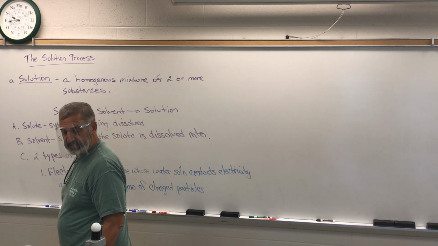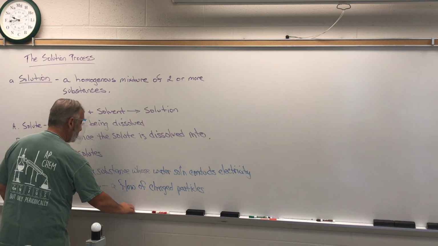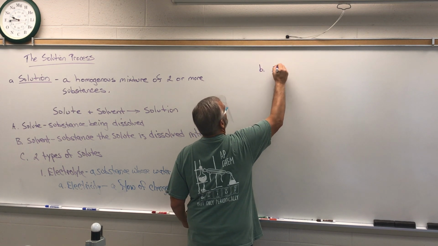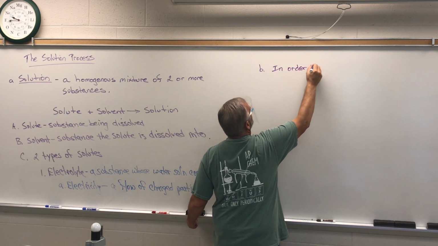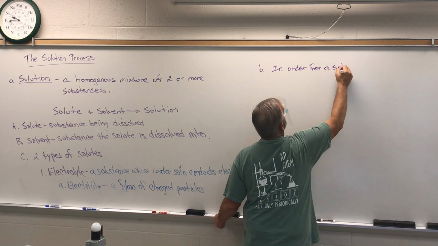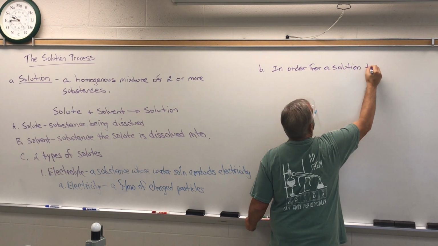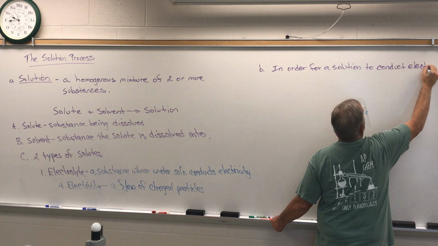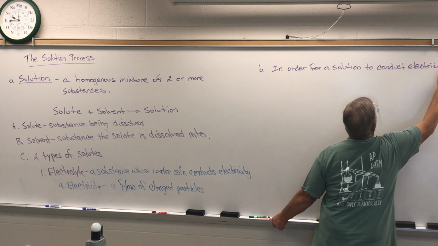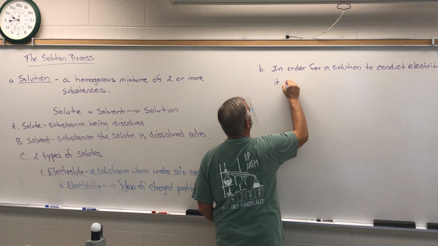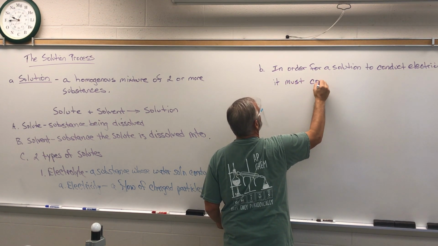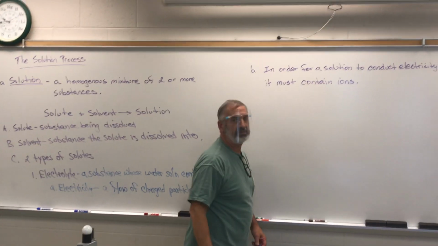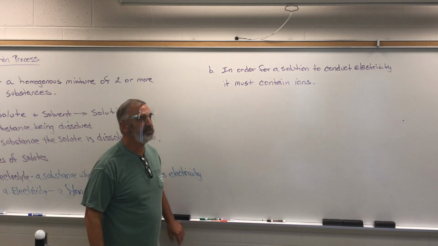In order for a solution to conduct electricity, it must contain ions. So this is B, underneath this. In order for a solution to conduct electricity, it must contain ions. Okay?